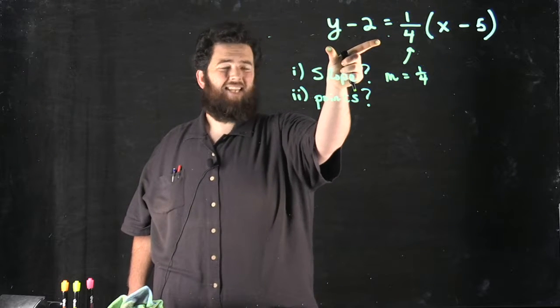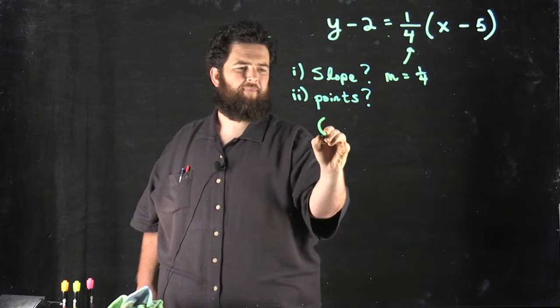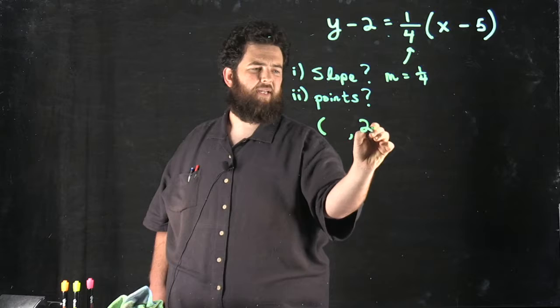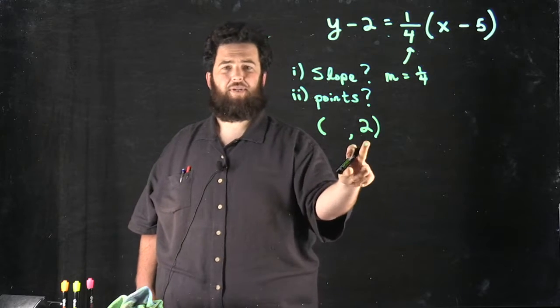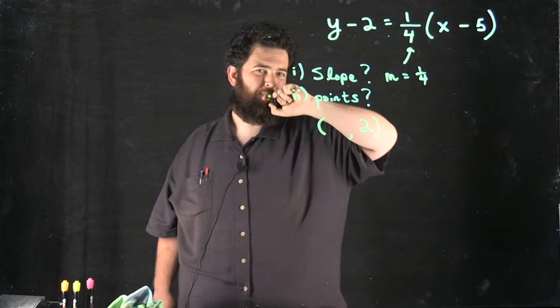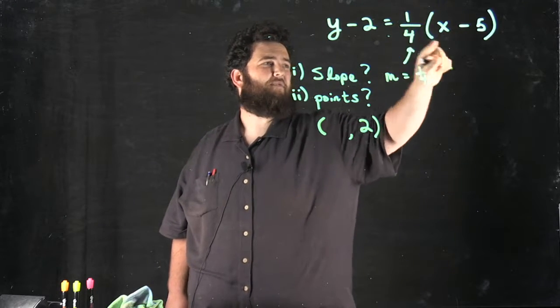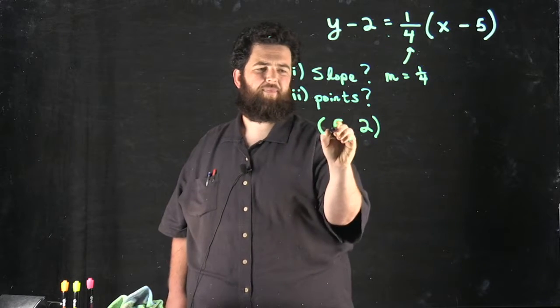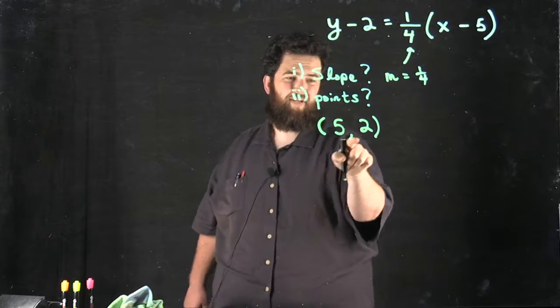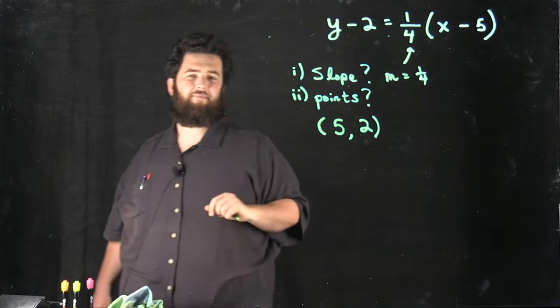What makes the left side of this equation 0? A point whose y-coordinate is 2. Can we make the right side 0? Well, a point with the x-coordinate 5 will cause this right side to be 0. So the point 5, 2 is definitely on this line.